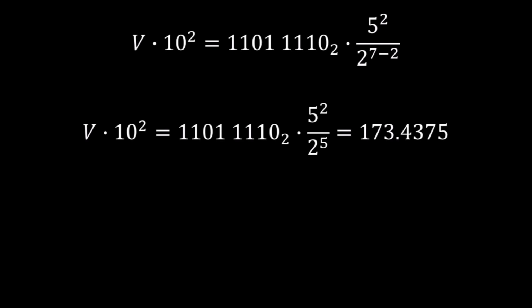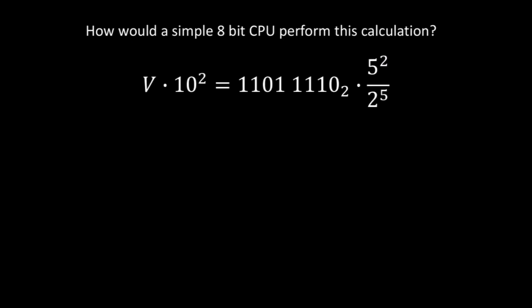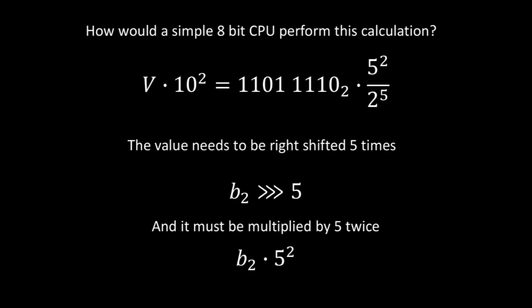So this has given us an integer. If we just concentrate on the integer portion, this has given us the value that we want to 2 decimal places. So how would a simple 8-bit CPU perform this calculation? The value needs to be right shifted 5 times and it must be multiplied by 5 twice.